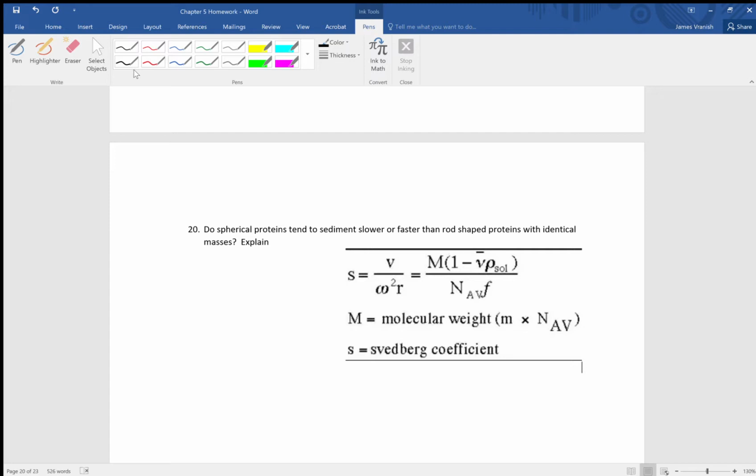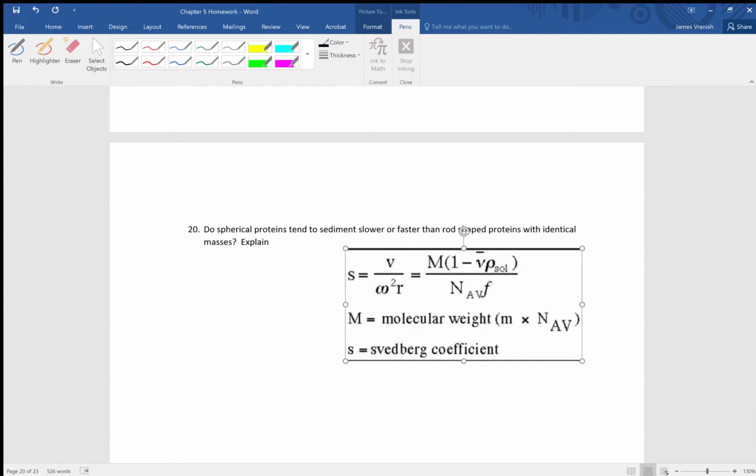Alright, so question 20 asks you, do spherical proteins tend to sediment slower or faster than rod-shaped proteins with identical masses? Well, the equation for sedimentation is given to you right here. So S is equal to m, which is the molecular weight of the protein, times this quantity 1 minus v bar rho over n times F. Alright, and we talked through what all these different components are here.